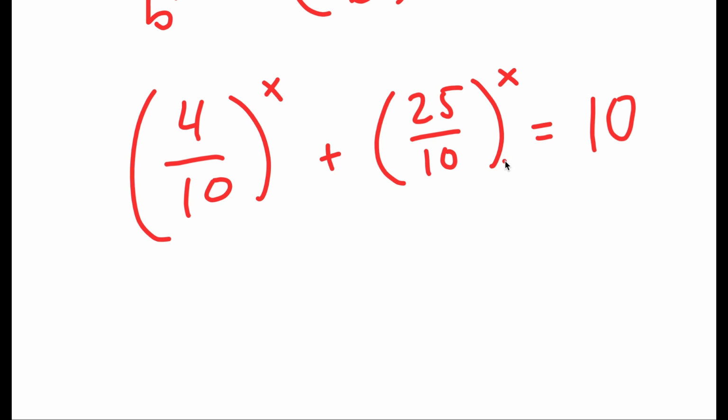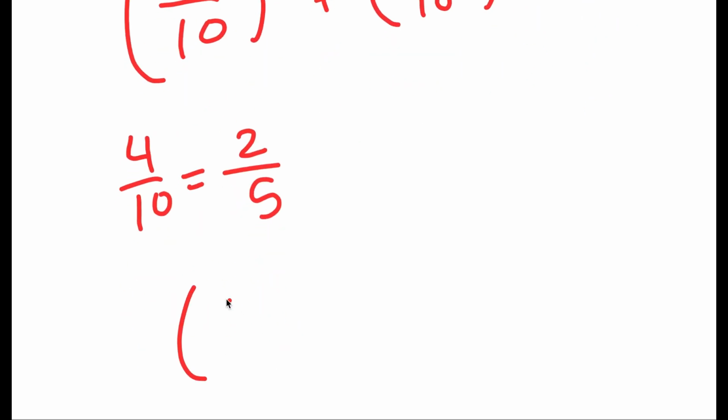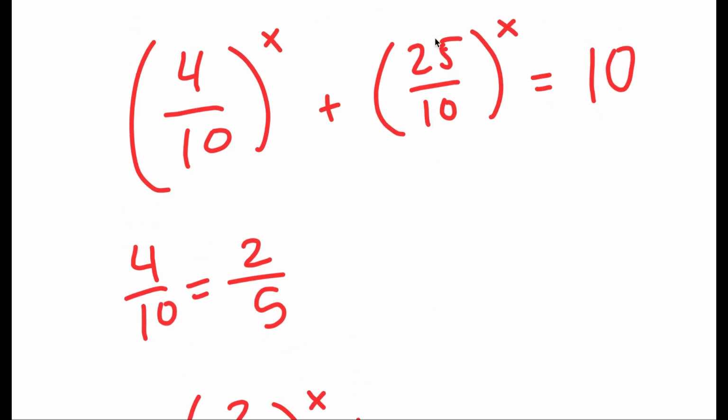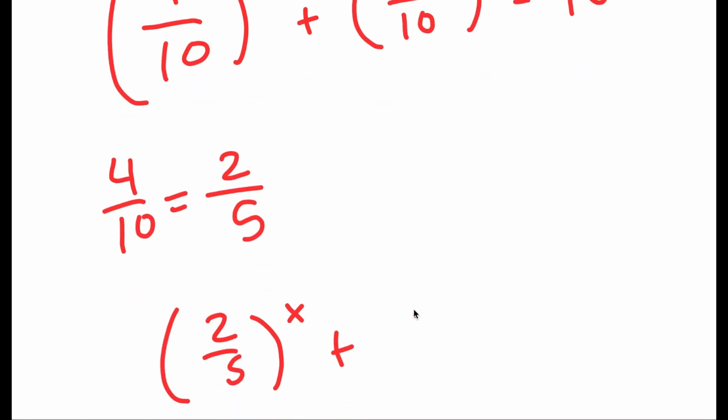Now, I'm going to simplify this. So, 4 over 10, I can divide both these terms by 2. 4 divided by 2 is 2. 10 divided by 2 is 5. So this simplifies to 2 over 5. So I have 2 over 5 to the power of x plus 25 over 10. These two are multiples of 5. So this simplifies to, well, 5 times 5 is 25, and 5 times 2 is 10.